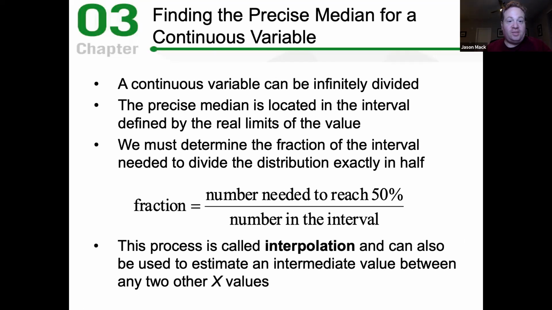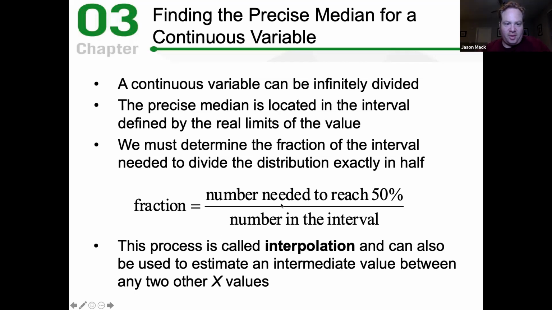So finding the precise median for a continuous variable. A continuous variable can be infinitely divided. The precise median is located in the interval defined by the real limits of the value. We must determine the fraction of the interval needed to divide the distribution exactly in half. The fraction is equal to the number exceeded to reach 50% over the number in the interval. This process is called interpolation and can also be used to estimate an intermediate value between any two other x values.